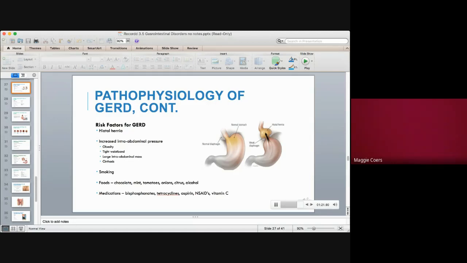And also NSAIDs and aspirin cause more acid production, and some of them also shut down mucus production and bicarb production, which buffers acid in the esophagus, if you remember. So we want to make sure that if we're giving NSAIDs, aspirin, or tetracyclines, they can be a risk factor for GERD. Vitamin C also can lower the lower esophageal sphincter.